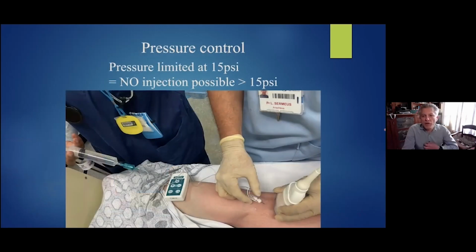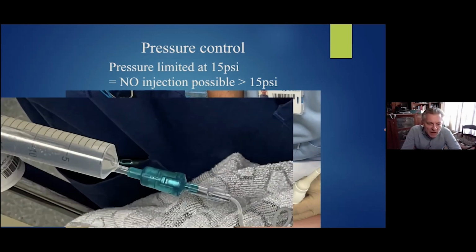Besides this, there is a pressure control device where the pressure is limited at 15 psi, and you don't need to look at it. If you can't inject, the pressure is more than 15 psi, and then you have to move your needle and see if you can inject at a lower pressure than 15 psi. So it is easy for anesthetists who are performing the block alone, let's say, where they can keep the syringe in one hand and the probe in the other.